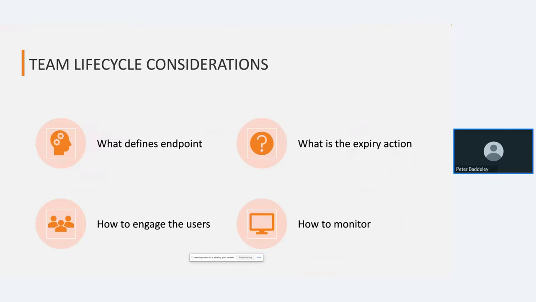And then what happens when our team expires, when the life cycle ends? Do we archive? Do we delete? Do we do something else? And then how do we engage users in the process so that they feel engaged and take responsibility for the life cycle of their team? And how can administrators and compliance managers monitor things and make sure that those lifecycle policies are applied correctly? And that's really where ProvisionPoint 365 comes in.